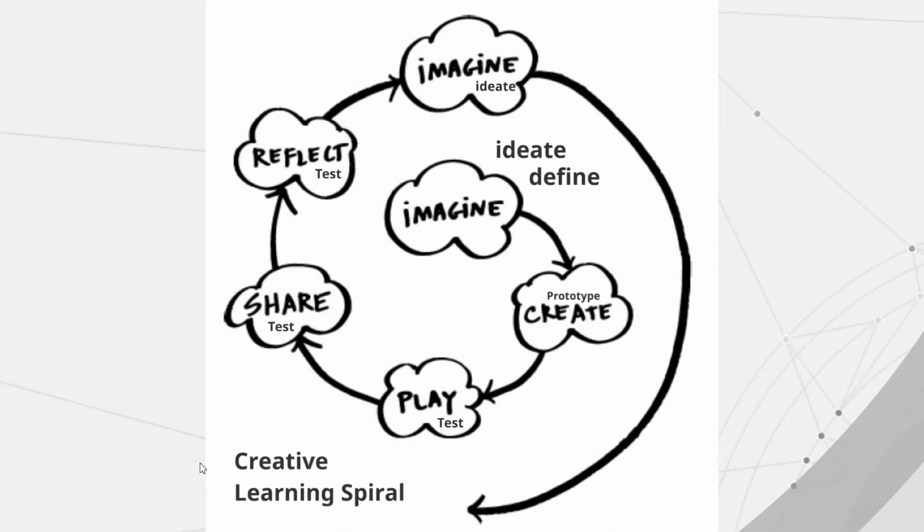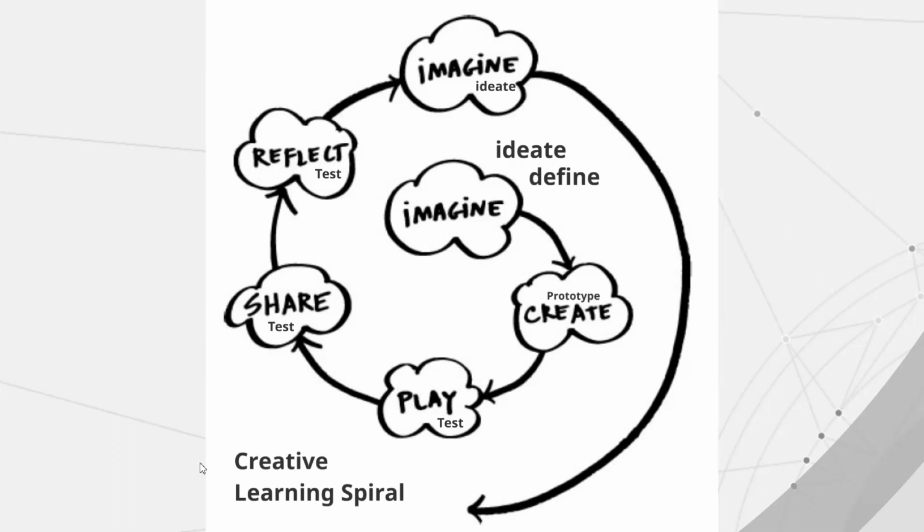Mitchell Resnick uses this creative learning spiral, which I also like to compare to the design thinking methodology. With the creative learning spiral, you start by imagining. For me, that's ideation, that's definition. You start imagining, thinking about what you want to create, then you create, which in design thinking is the prototype part, and then you play. And I like that he writes play here, because on the design thinking diagram we saw test, but it's the same. When you're playing, you're testing.